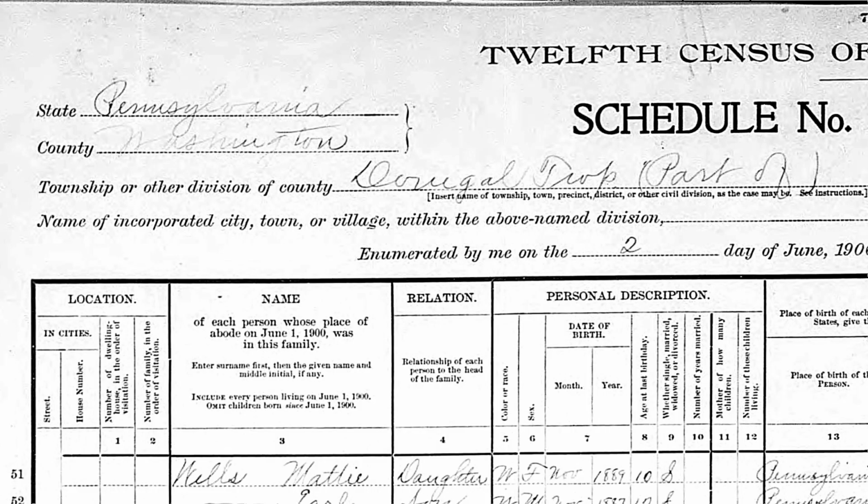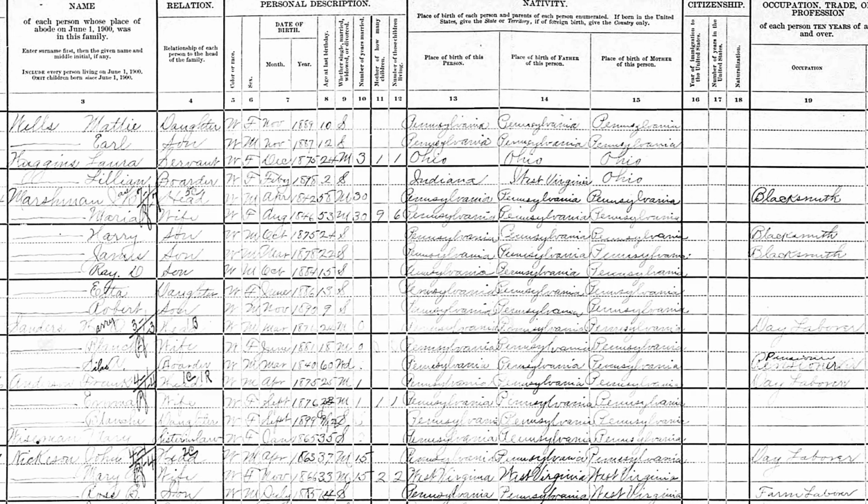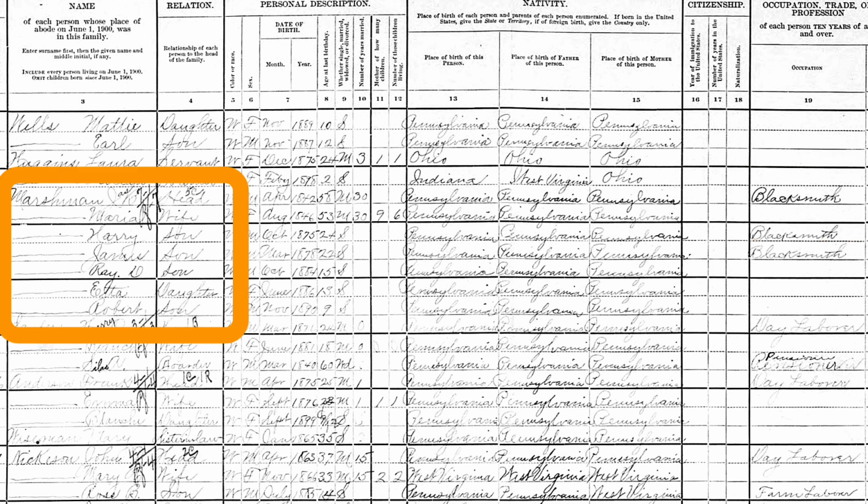Let's take another look at that 1900 census for James B. Marshman. He's living in Donegal Township, Washington County, Pennsylvania. He's listed as 58 years old and born in Pennsylvania in April 1842. His occupation is blacksmith. He's living with his wife Maria and children Harry, James, Ray, Etta, and Robert.